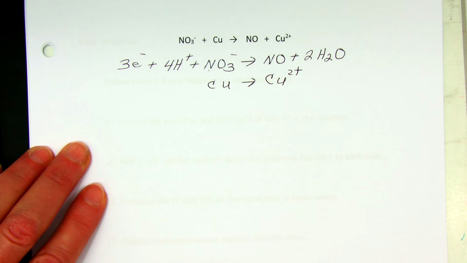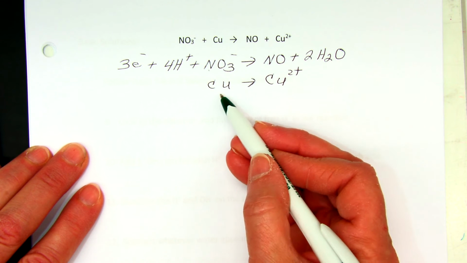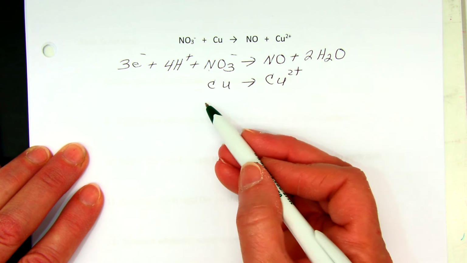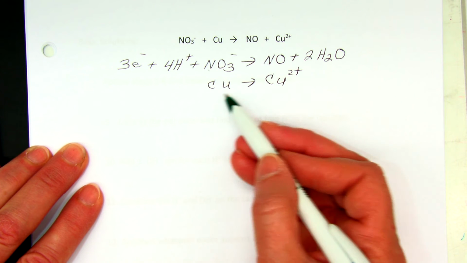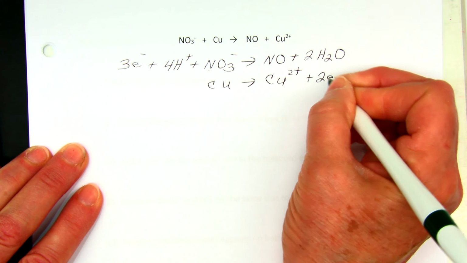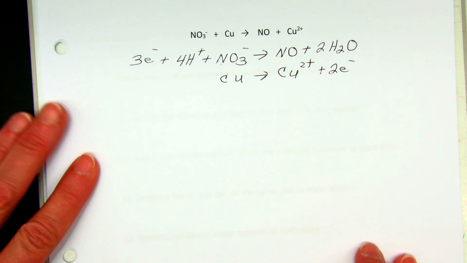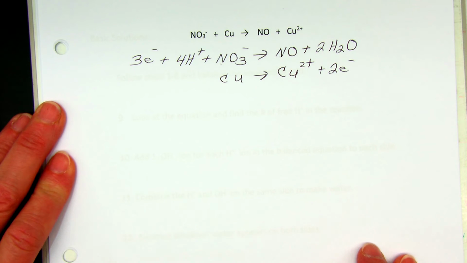Now let's do copper. 1 copper, 1 copper. No oxygen, no oxygen. No hydrogen, no hydrogen. 0 charge and a +2. I add 2 electrons. So sometimes you get really easy on a half reaction when it's just an ion to a metal. Now I have 3 electrons in one half and 2 electrons in the other half. So how do I fix that to make them the same?